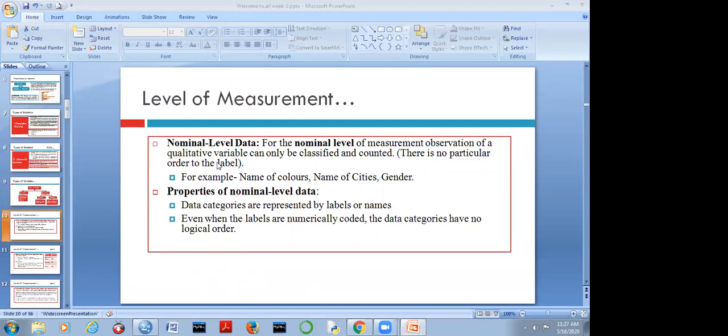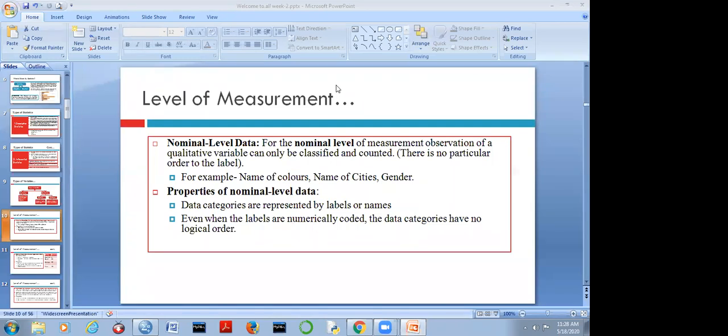Whenever you are having nominal data, qualitative data, initially we can't use that for statistical purpose. We have to convert the qualitative variables into quantitative variables, and to convert them, we give numerical codes. I will tell you, that is why intentionally I gave you the questionnaire in the morning.